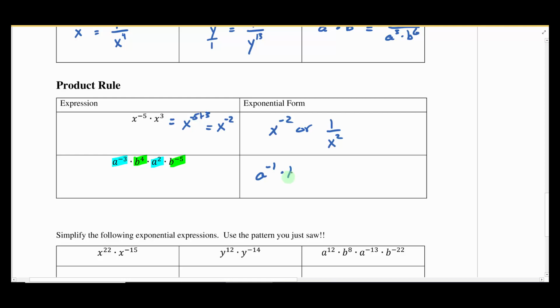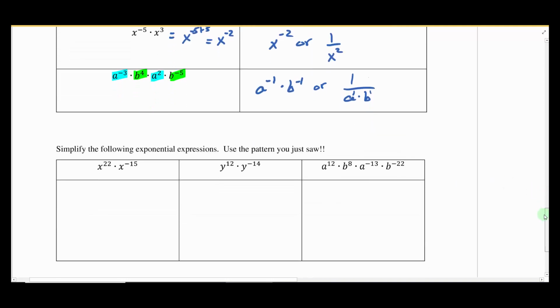So we're going to get b to the negative first, and then I could write that doing the flip on each one. So it's 1 over a times, and you don't really need a second one up here, but if you do the flip on the b, you're just going to get b in the bottom. So it'd be a to the positive 1 times b to the positive 1 in the bottom of the fraction. All right, let's do it with some larger exponents.